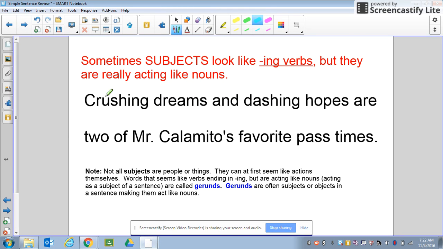Another thing that's catching you guys, whenever you see ing verbs, you automatically think that they're main verbs. But you got to read this carefully. Crushing dreams and dashing hopes are two of Mr. Calamito's favorite pastimes. Let's try to find a verb first. A lot of you forget that the most common verbs are actually am, is, are, was, were, and things like that. So we found the verb here. So then we got to figure out, well, what are two of Mr. Calamito's favorite pastimes? What? That's looking for a thing, right? When you say what. So we would say crushing and dashing.